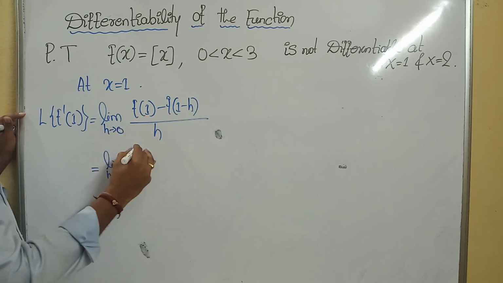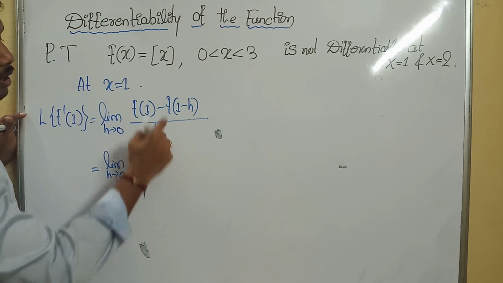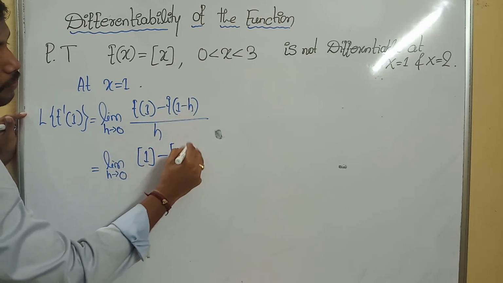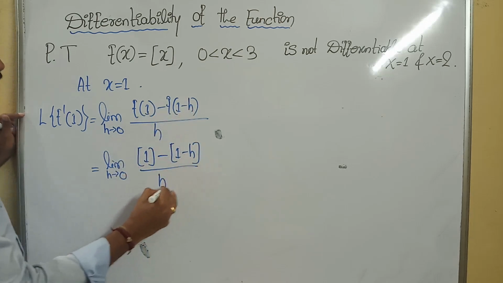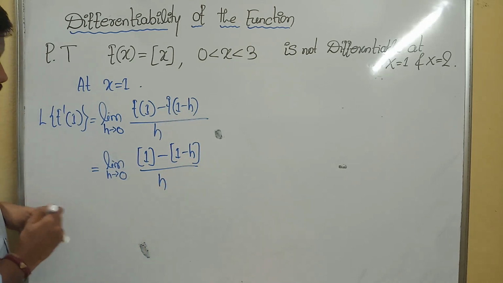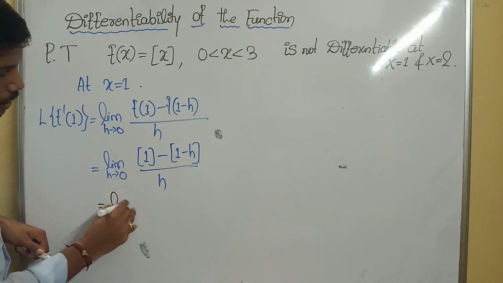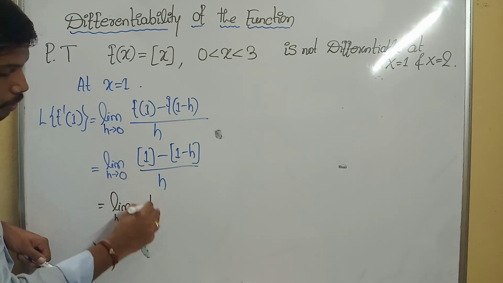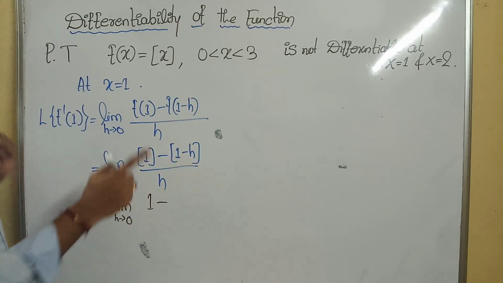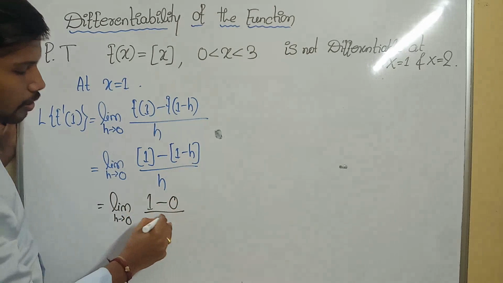What is f of 1? Greatest integer function 1. What is 1 minus h? Greatest integer function 1 minus h, divided by h. Got it? Then it will be limit as h tending to 0. It will be 1. What is 1 minus h? Yes, its value will be 0, divided by h.